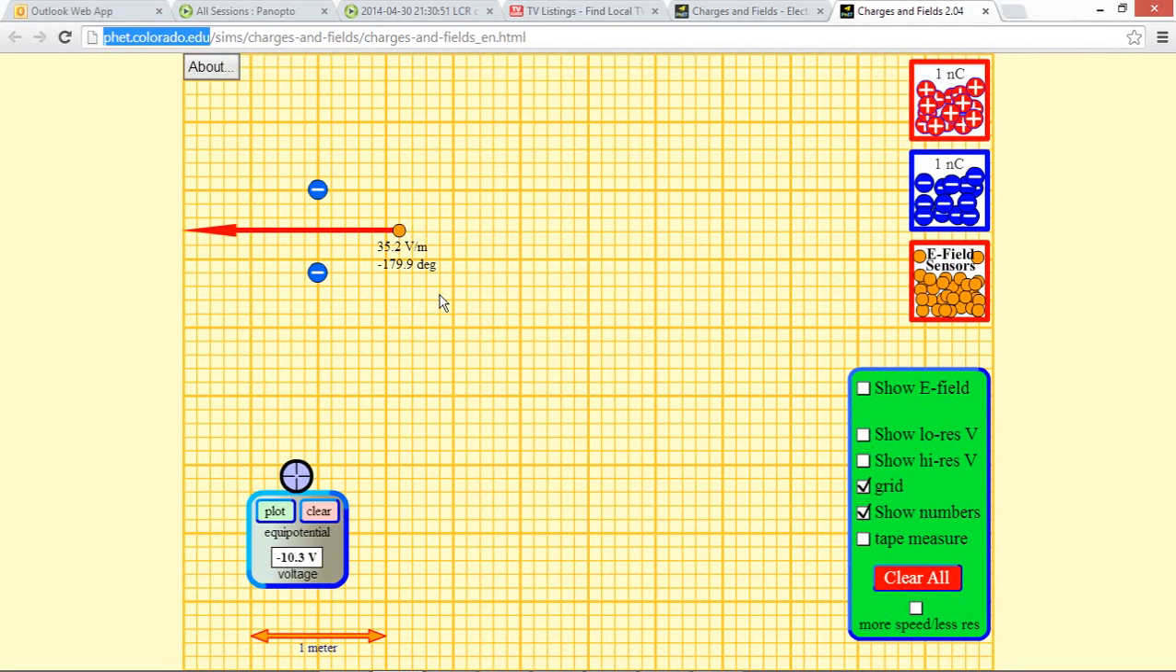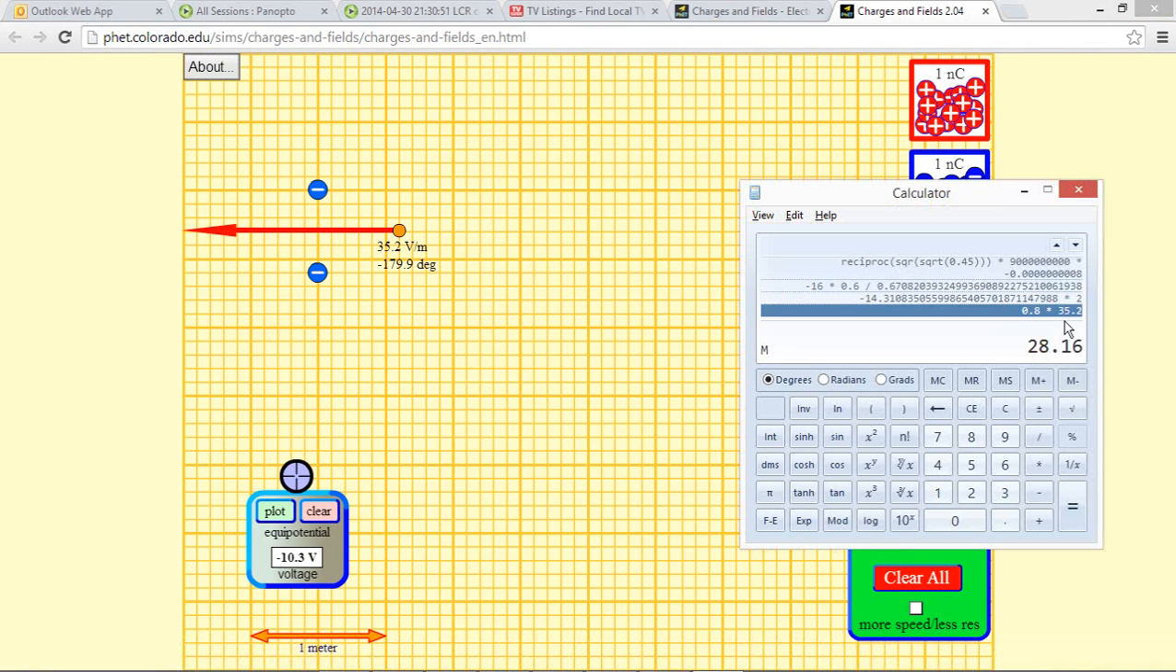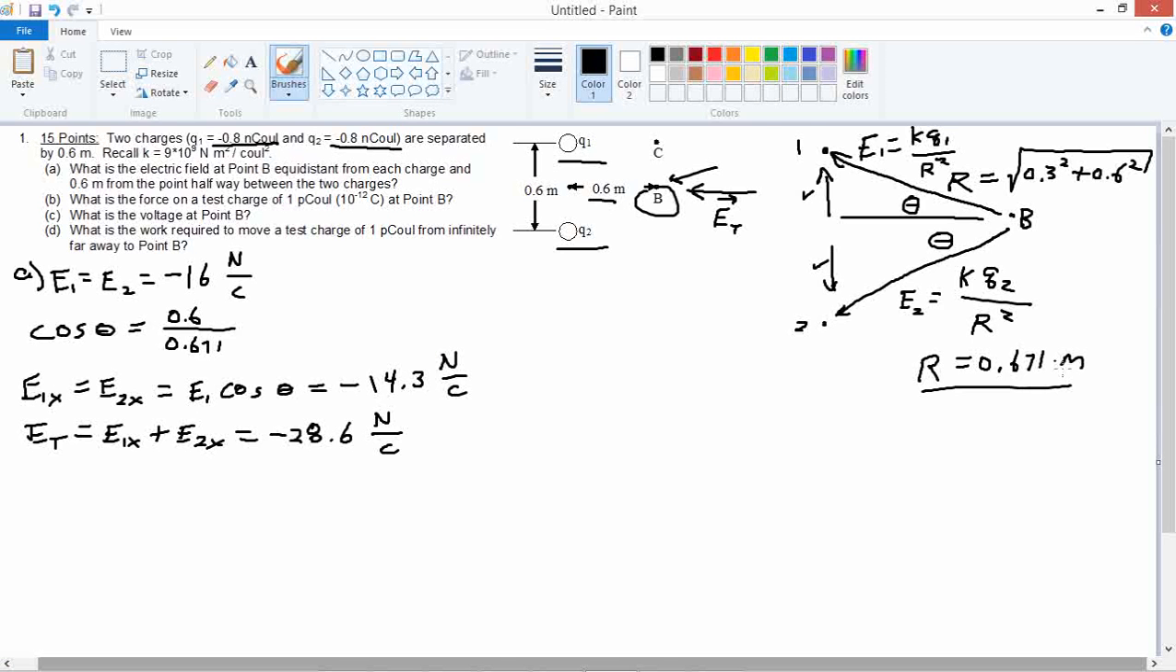It is 35.2 times 8/10, close to what we got. And I've already done the calculations. So you get 28.2 versus 28.6. I think we can attribute it to rounding errors. We know the direction is correct, so we have pretty high confidence we are correct. Part B.